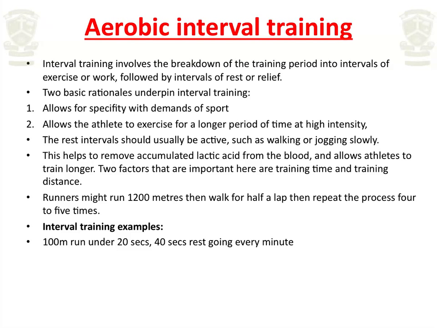I've given a couple of little examples down the bottom here. We look at a runner who might run 1,200 metres and then walk for half a lap, then repeat the process 4 or 5 times. Or another example might be a 100-metre run under 20 seconds with 40 seconds rest, going every minute. So they're 2 different types of interval training, and we've got aerobic interval training in there because they're going for a longer period of time. They're not short, they're longer distances. So that's the aerobic interval training.